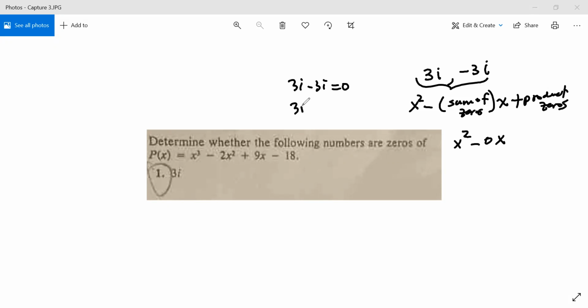And when you multiply, 3i times negative 3i will be negative 9i squared, but we know i squared is negative 1, so this will be positive 9. So you get x squared plus 9. That's going to be one factor of this polynomial. If I know the factors of the polynomial, I can divide the polynomial by that factor and figure out the other factor. And I'm going to do that by long division.